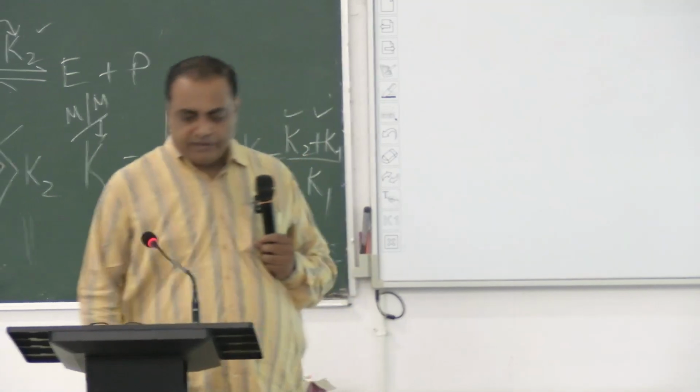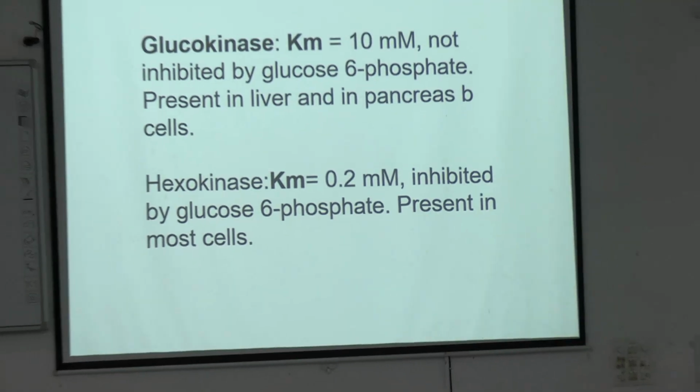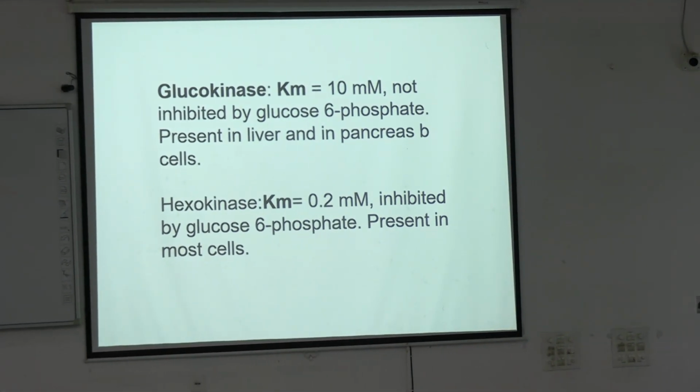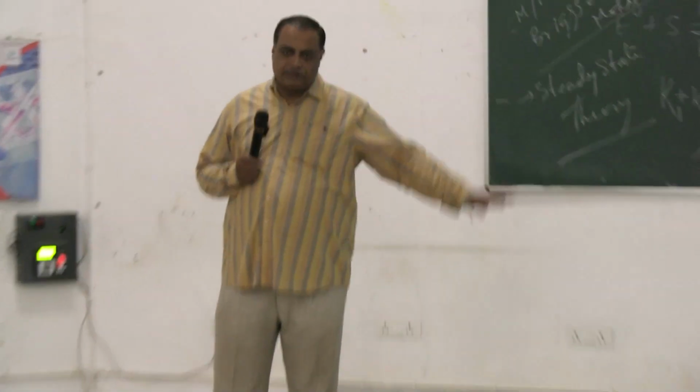Significance of Km. I gave you 2 examples, glucokinase and hexokinase. Do you have any idea about these enzymes? Both are the first and foremost enzymes of the glycolytic pathway. Glucokinase is found only in the liver, and hexokinase is found in all tissues except the liver.